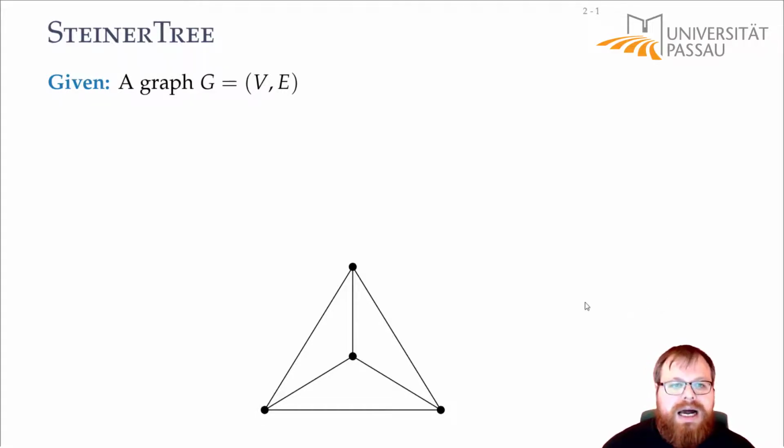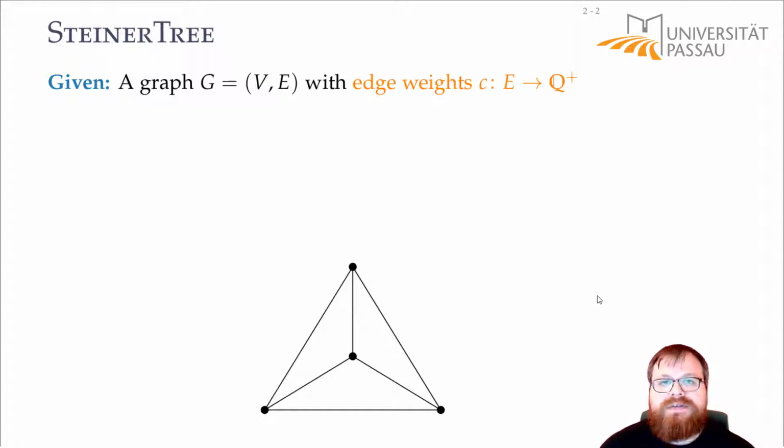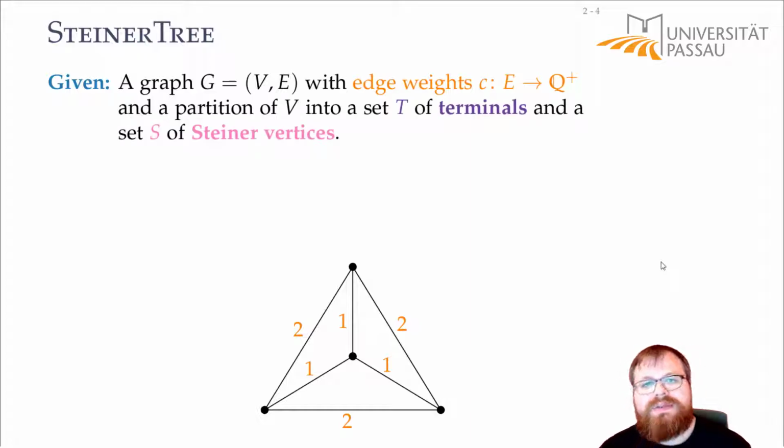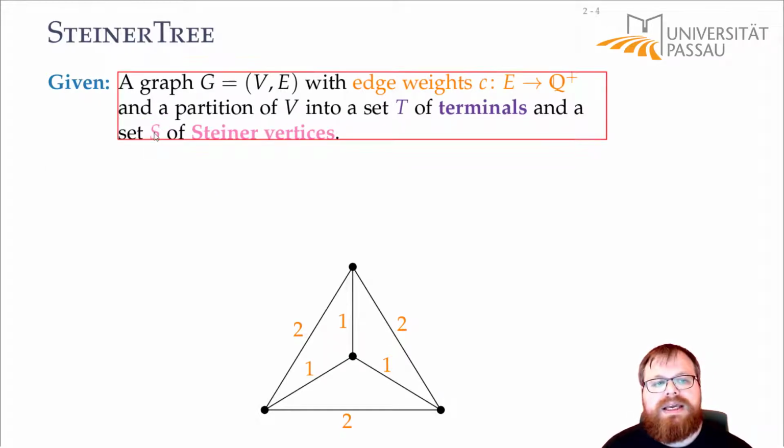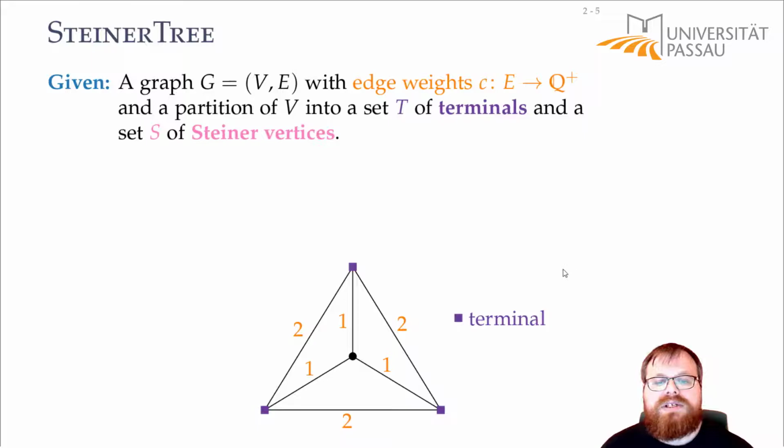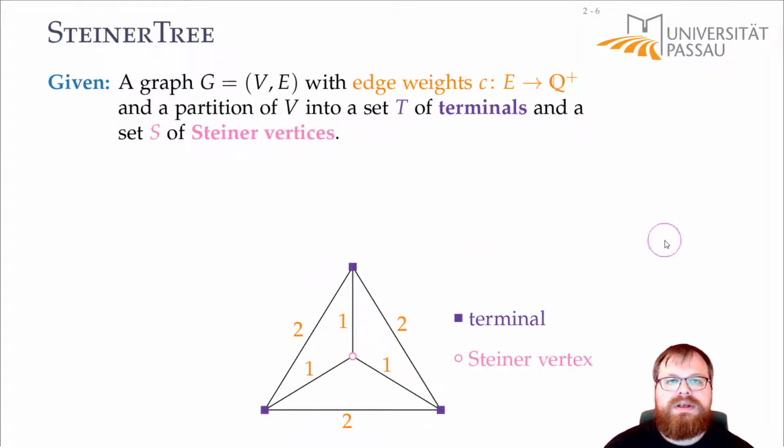We are given some graph G on the vertex set V and an edge set E, like this one here. And we additionally have some edge weights, so for every edge we have some function that defines some positive value that is the cost of these edges. The vertices are partitioned into two types of vertices. We have the terminals that are purple, or in T, and we have the Steiner vertices which are pink and denoted by S. For example, here we can have 3 terminals and 1 Steiner vertex.